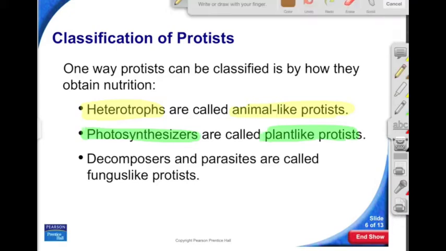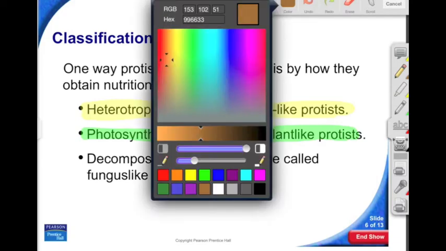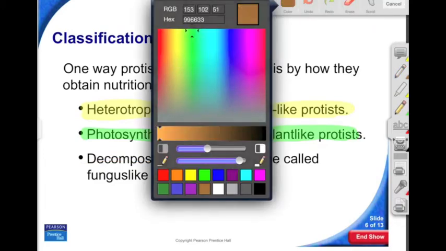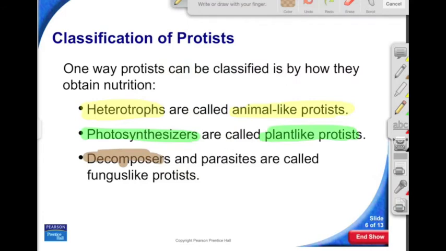As we move on, we have fungal-like ones. So let's go with a brown color. And we've got our fungal-like critters, and these ones are our very important decomposer group. So I'll highlight that in brown, kind of like mushroom brown. They're decomposers, and there are some parasites in that group too.